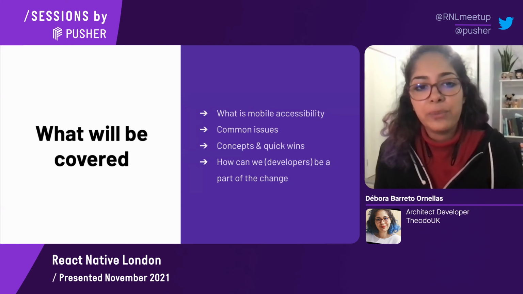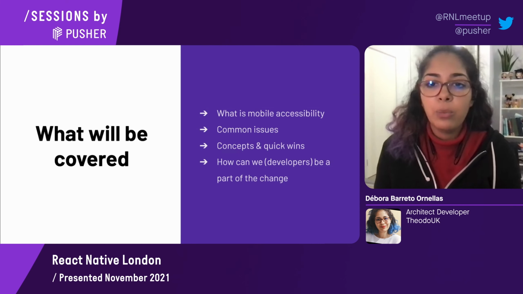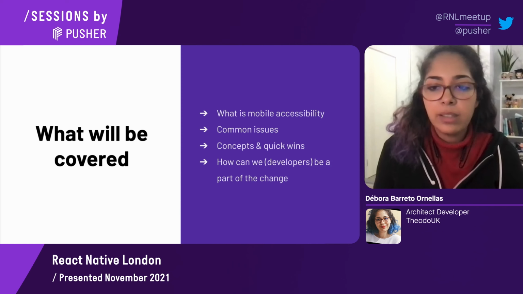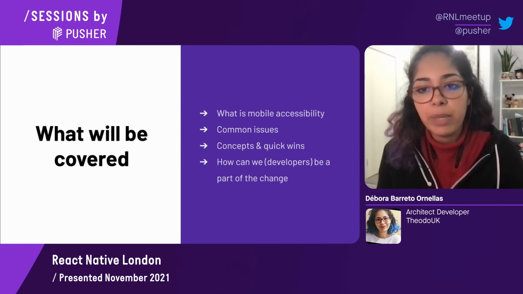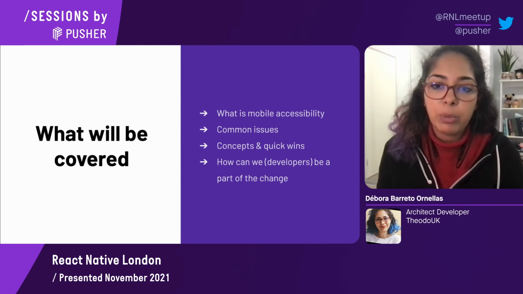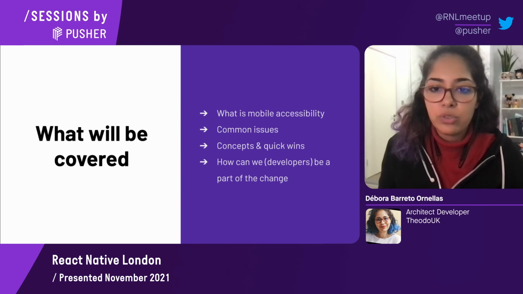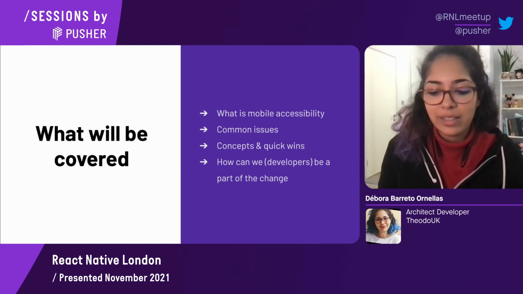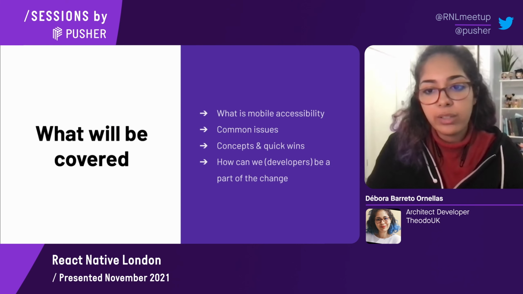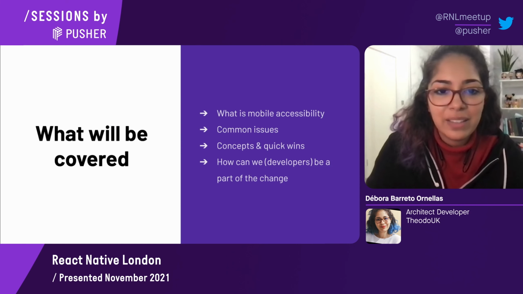What we will be covering today. The main 4 points would be: what is mobile accessibility, so the basics about it; some common issues that users may face in mobile applications about accessibility; some concepts and quick wins that we can get to know and then apply in our projects; and how can we developers be a part of the change for the better.